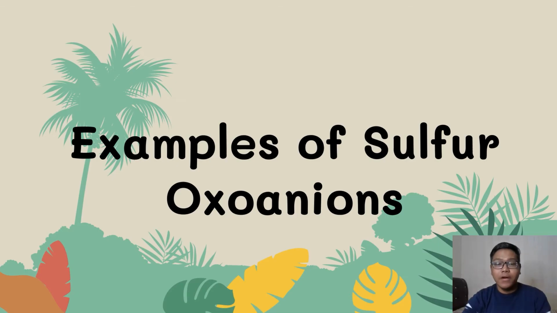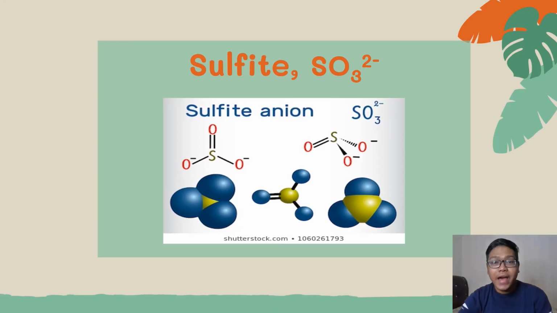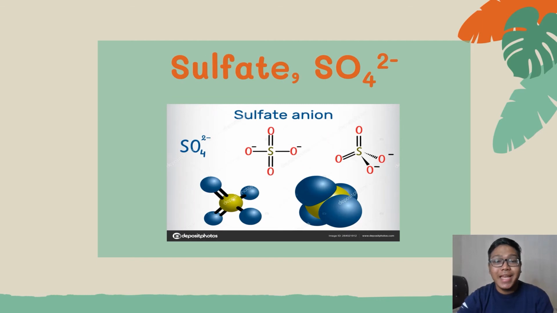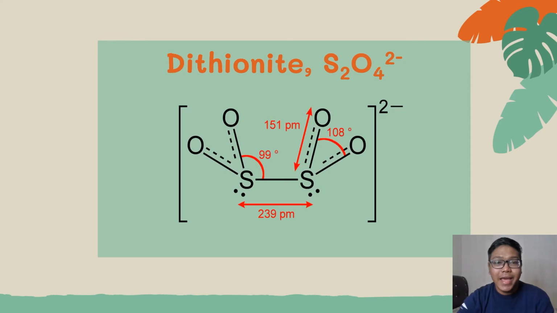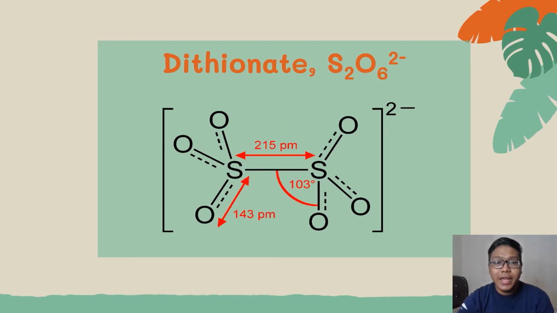Examples of sulfur oxoanions. First, sulfite SO3 2-. Next, sulfate SO4 2-. Next, thiosulfate S2O3 2-. Next, dithionite S2O4 2-. Next, dithionate S2O6 2-.